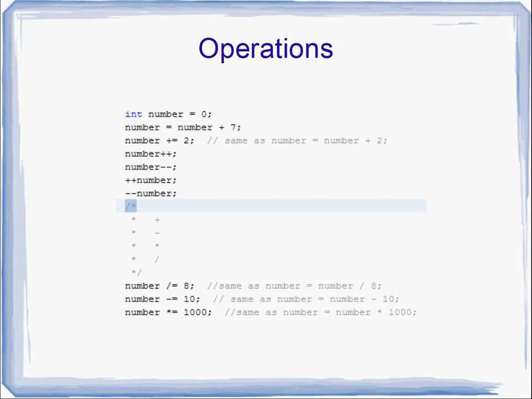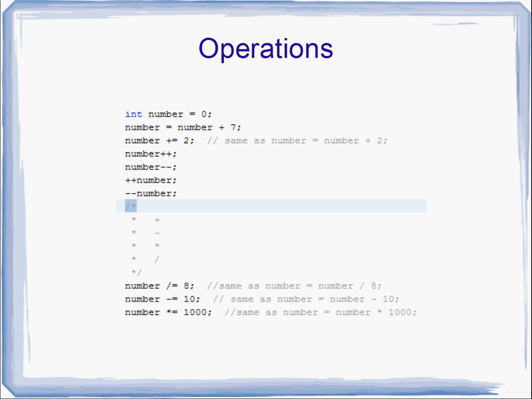Operations. We're just going to go through this. You need to learn this to do anything that you want to do with a computer as far as programming goes. So we are going to start out with a number. We're going to call that number a variable, and we're going to make it an integer, equal to 0. So we're going to take that number and add 7 to it. So now number is equal to 7.